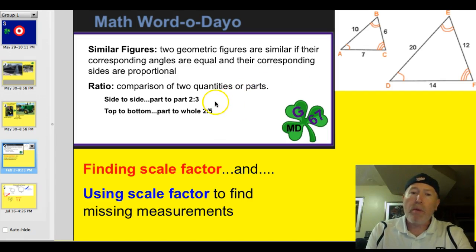It's also important to remember that ratio is a comparison of two quantities or parts. Remember, when we're going side to side, we're talking about part to part. And top to bottom, like 2/5, that's that fraction, part to whole. All right, so we're going to be using finding scale factor and using scale factor tonight. Let's start with finding scale factor.